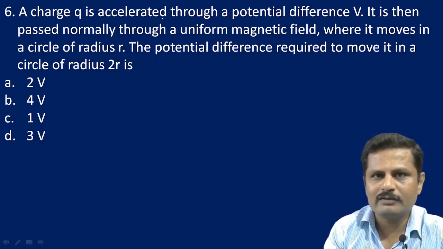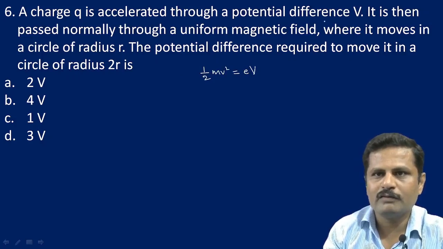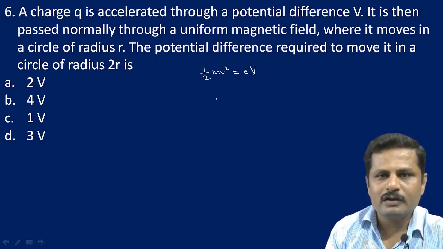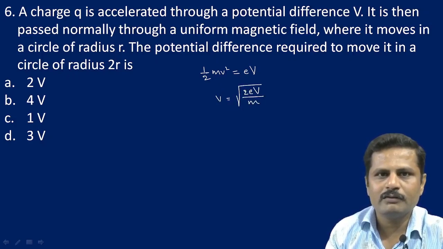Whenever a charge is accelerated through a potential difference V, its kinetic energy is given by half mv squared, which equals the charge e times the potential difference V. This is the relation. Now we can write the velocity of the charged particle as v equals the square root of 2eV divided by m. This is the velocity of the charged particle whenever it is accelerated through a potential difference of V. Then it is passed normally.